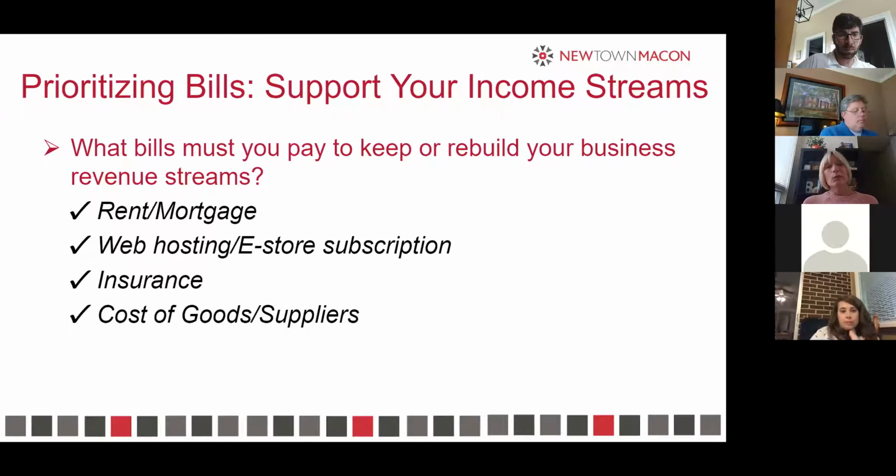So from there, then what bills do you need to pay to rebuild or keep your revenue streams going? If you're brick and mortar storefront, that's going to be your rent and mortgage. Whether you're brick and mortar or you're just an online business, there's no doubt that your website, any kind of e-store subscription that you have is going to be critical to maintaining. Insurance, I mean, if you're doing delivery or if folks are coming in, you don't want disruptions to your insurance where you could run into trouble and not be able to provide the services or goods that you've promised your customers. And of course, anything related to the inventory that you need to create sales.